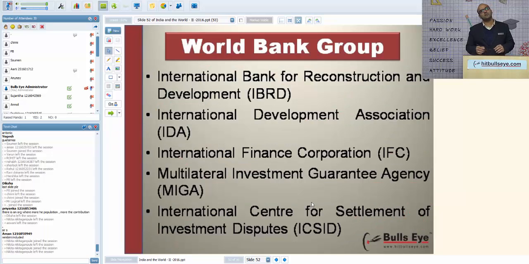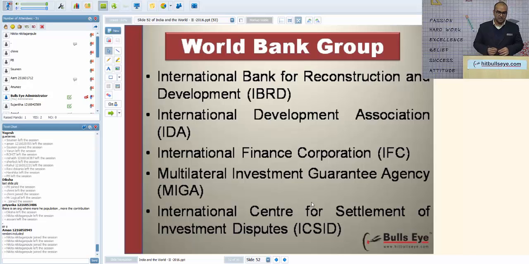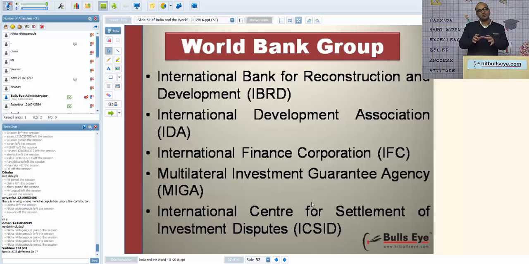Next, we talk about World Bank. These are certain components of World Bank. Again, I'm not going into the details of each of these components, as these are not important for your GDs. These are more factual related topics. If you do want to, take a screenshot of this screen and just Google all of these five agencies that the World Bank Group has. I'll talk only about the controversies related to World Bank and related issues.